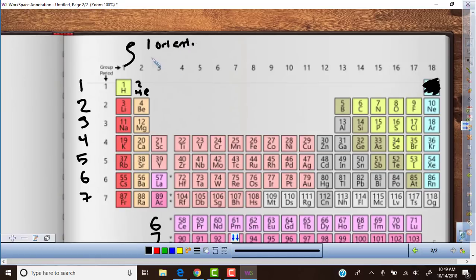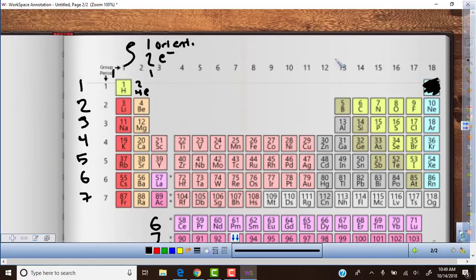Okay, and each orientation holds 2 electrons. And it makes sense because the column is actually too wide. So this H here would hold 1 electron in the 1s orbital. This one here is going to hold 2 electrons in the 1s orbital, because remember, helium has 2 protons. In the neutral atom, to balance it out, it would have 2 electrons. So that's the s orbital.